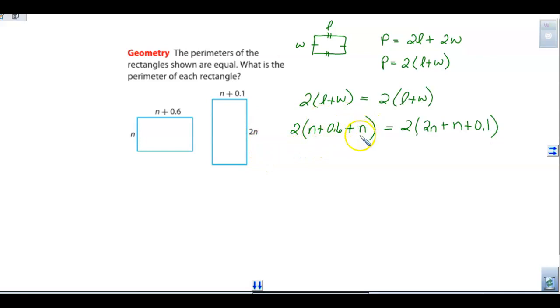I can combine my like terms inside my parentheses. Three n's. Now I can distribute and solve for n. If you have any questions, please let me know.